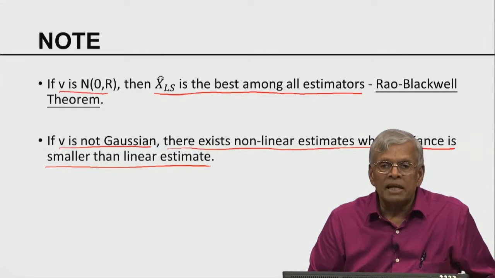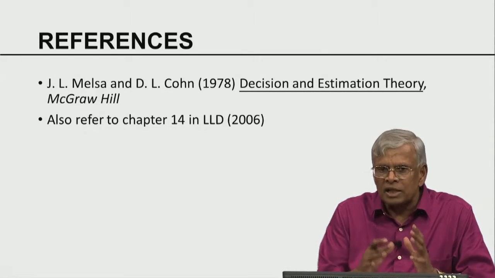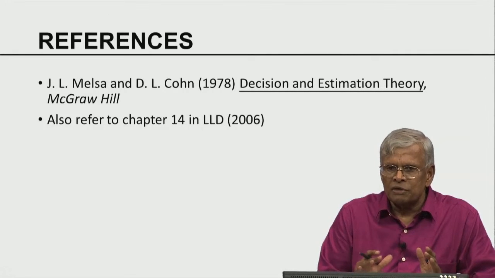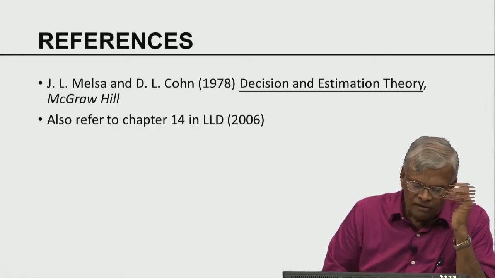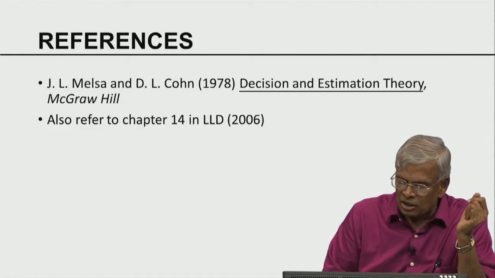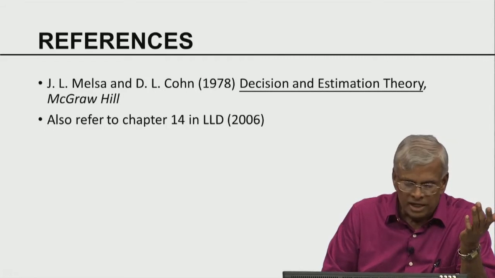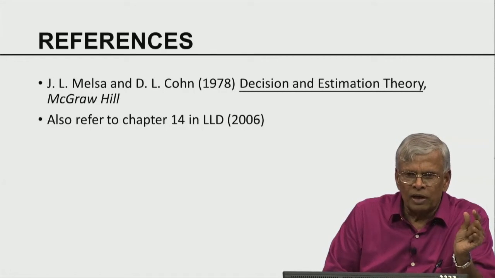So I believe I have given you a reasonably good picture of the properties of statistical least squares, as opposed to deterministic least squares that we saw within the context of deterministic static estimation theory. My favorite book on this topic is again Melsa and Cohen, the same book that I referred to earlier, Decision and Estimation Theory by McGraw-Hill. It's a small little book, no more than 200 pages, but it's beautifully written.